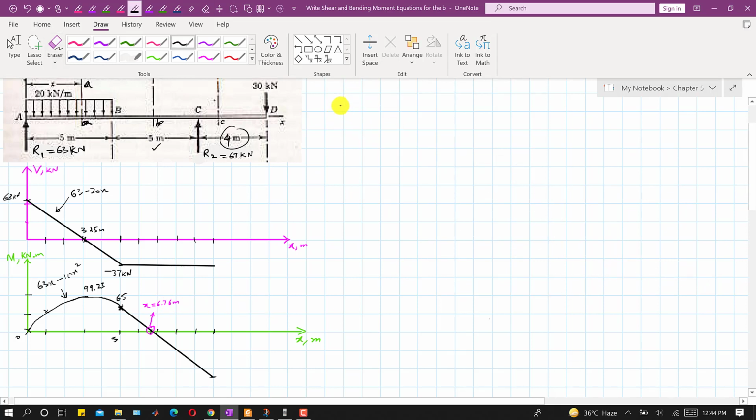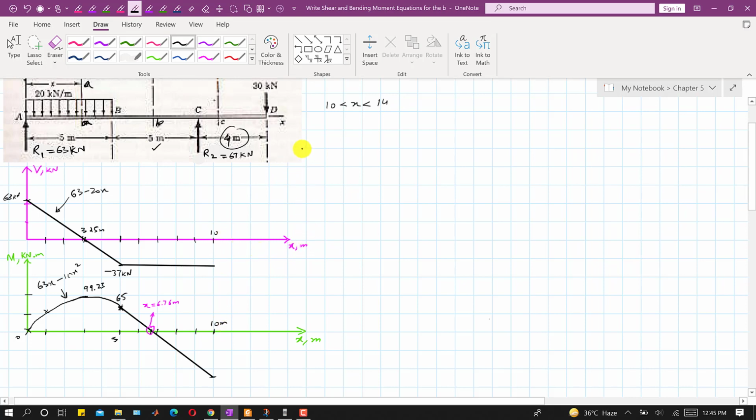Now we will find the shear force and bending moment equation from x equals to 10 until x equals to 14 meters, right? Here we have that x equals to 10 meters, and here we have that x equals to 10 meters, right?